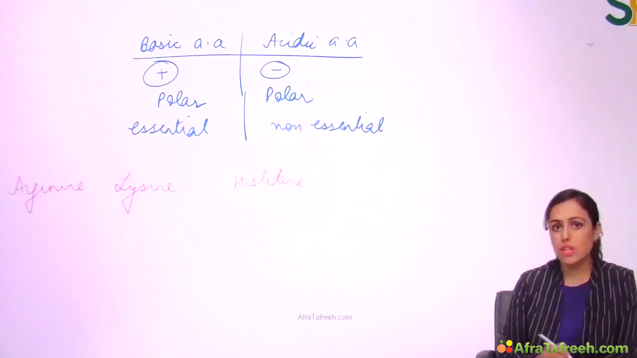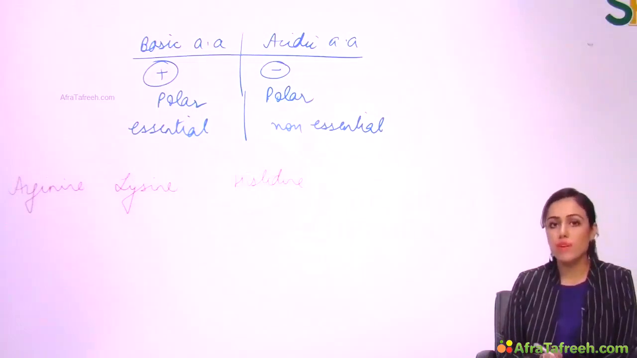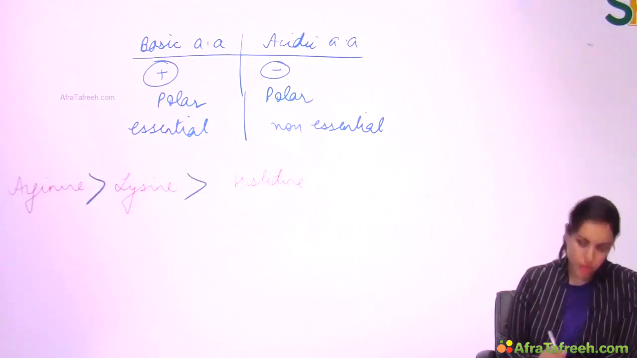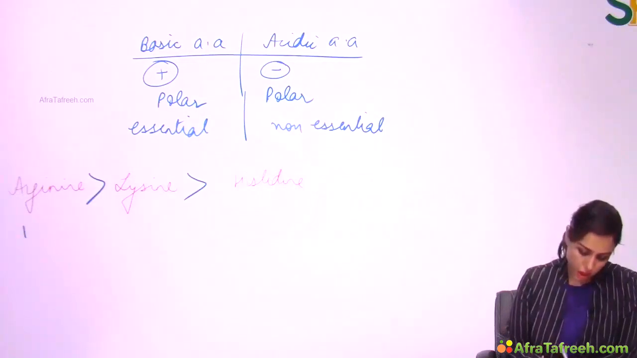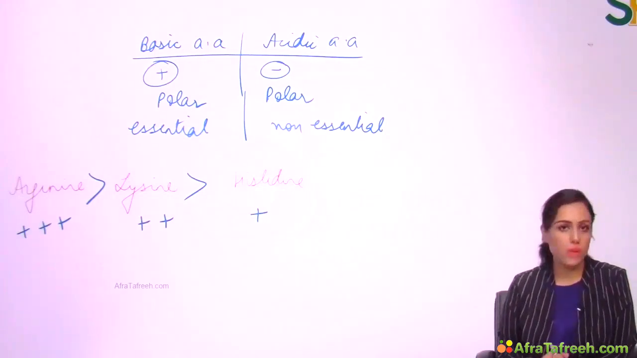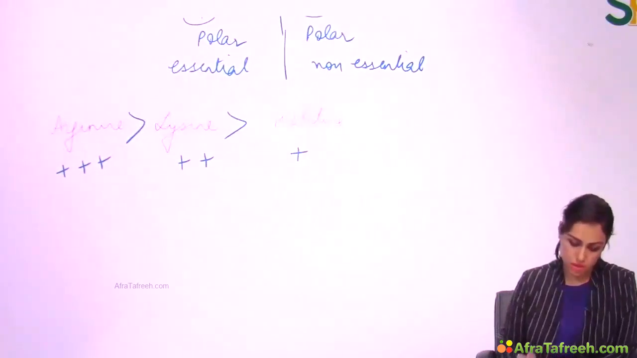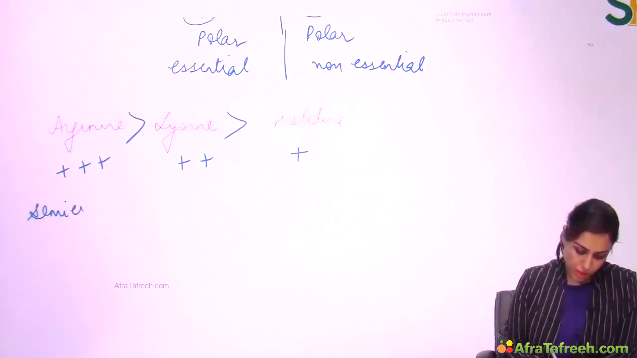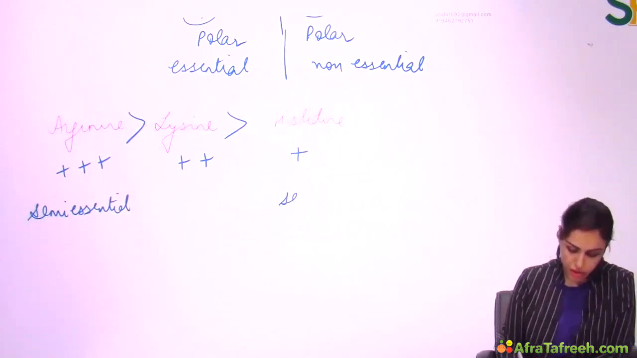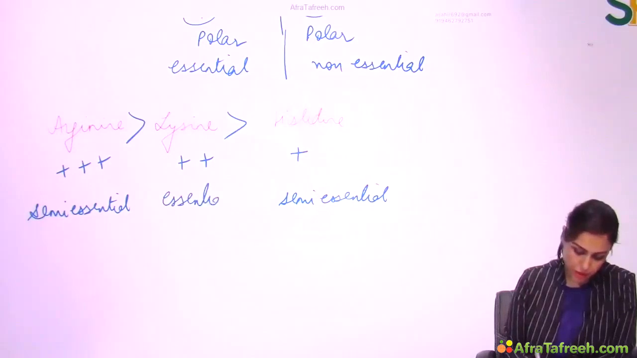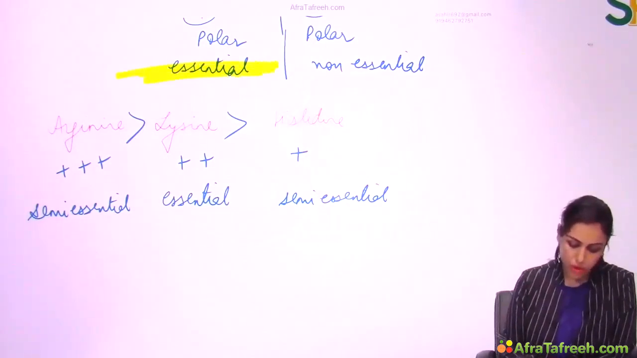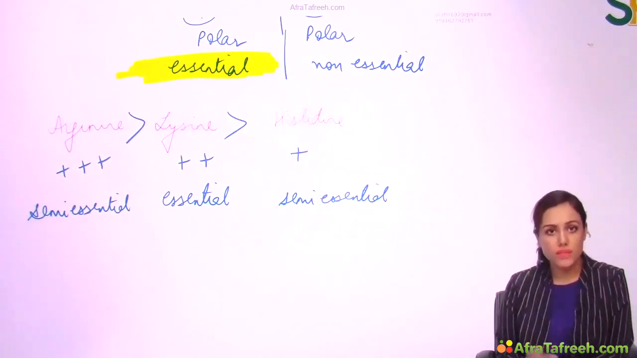So arginine, lysine, histidine. I have already written them in decreasing order of polarity. Arginine is most polar, then lysine and then histidine. Arginine has 3 positive charges, lysine has 2 positive charges, and histidine has 1 positive charge. Arginine is semi-essential. Histidine is also semi-essential, but lysine is essential. So we can say that all amino acids in this category are essential. 2 are semi-essential, but still we can say that all are essential, right?